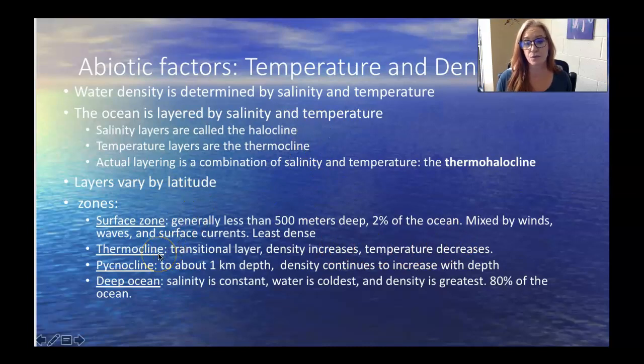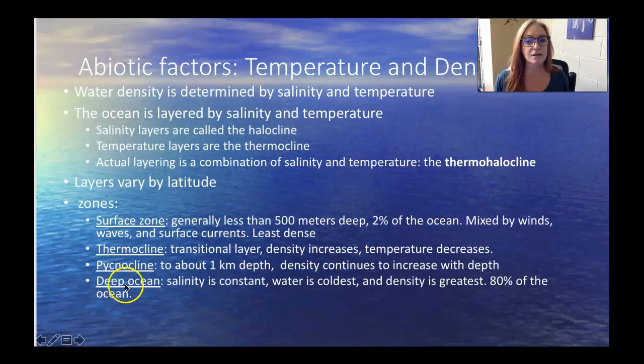Below that we have the thermocline, and this is kind of like a transitional cushiony layer underneath the surface zone. The density starts to increase as the temperature starts to decrease. That's also where we start to see a lot less sunlight, so the temperature goes down. Then we have the pycnocline. After about 1 kilometer down, the density continues to just steadily increase as the depth increases.